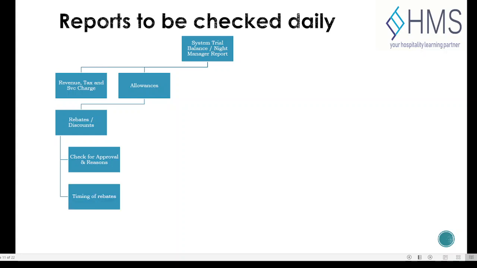So the allowances, what allowances are being checked? Allowances will include rebates and discounts, right? And what we are supposed to check in rebates and discounts is the approval, the reasons and the timing of rebates. Now, why is the timing of rebates important?